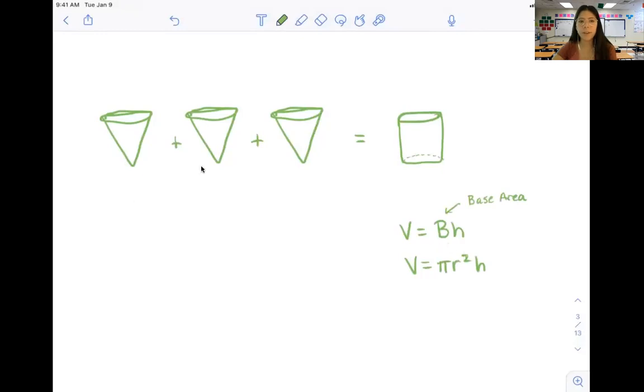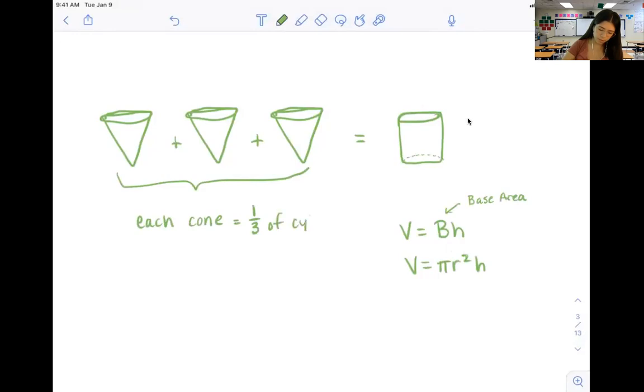Well, if it takes 3 cones to fill up 1 cylinder, each of these cones is what fraction of the cylinder? Exactly. So each cone is 1/3 of the cylinder. So that's where we get the formula from. The volume of a cone is 1/3 base times height, which is 1/3 pi r squared h.